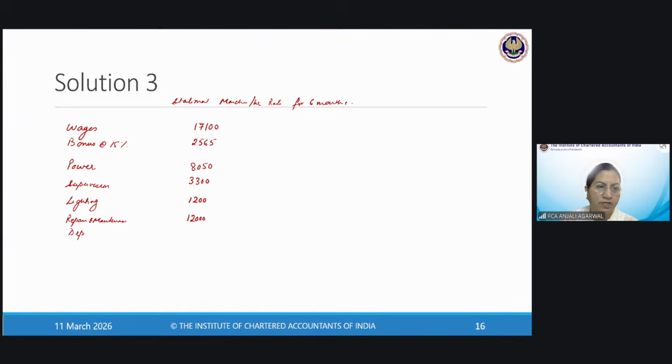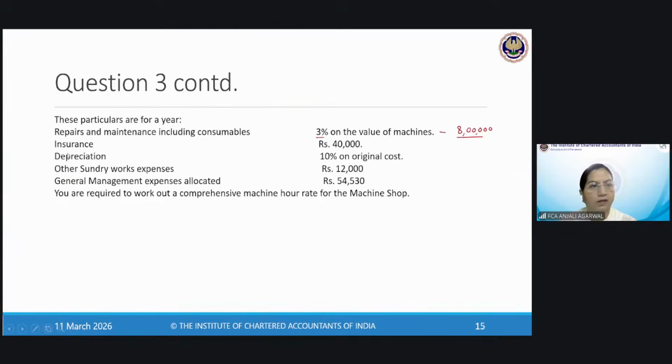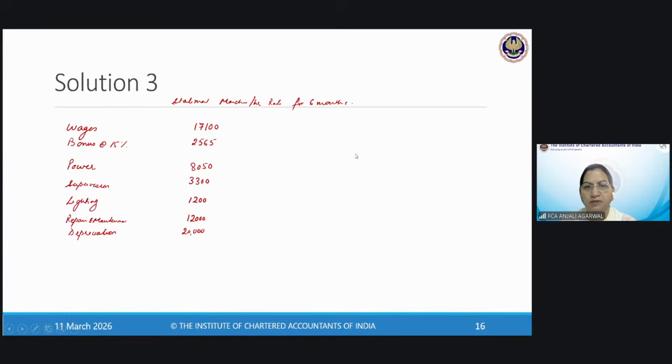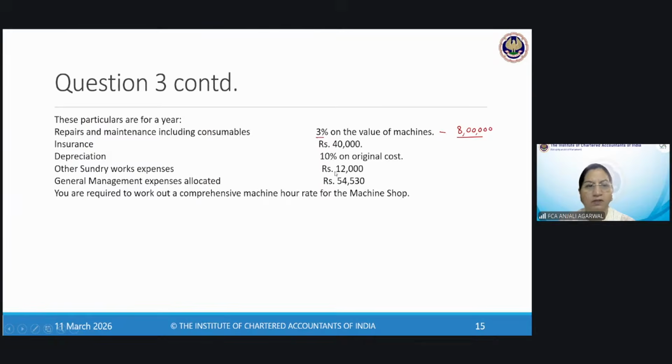Depreciation is mentioned as 10%. So 10% of 8 lakhs is 80,000, and for 6 months, it is 40,000. Insurance is 40,000 per annum, so for 6 months, it will be 20,000. Other sundry works expenses will be taken as 6,000. And general management expenses, 27,265.